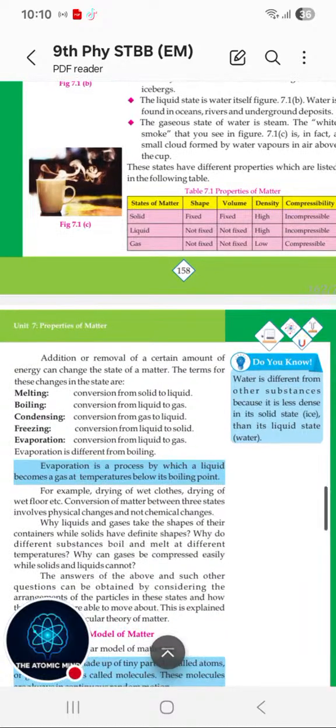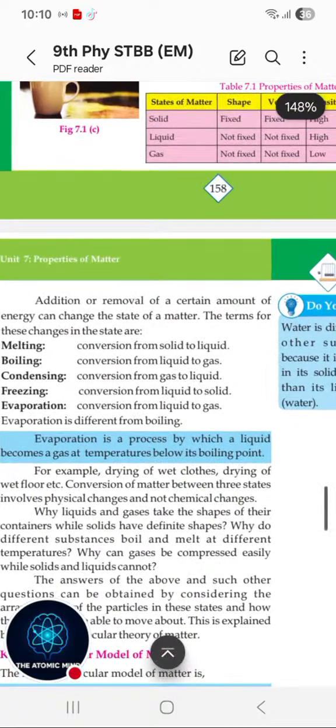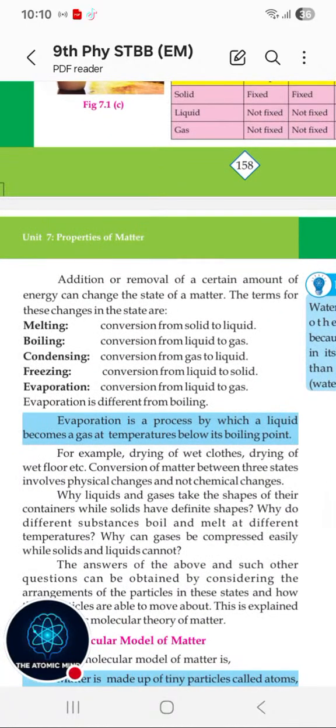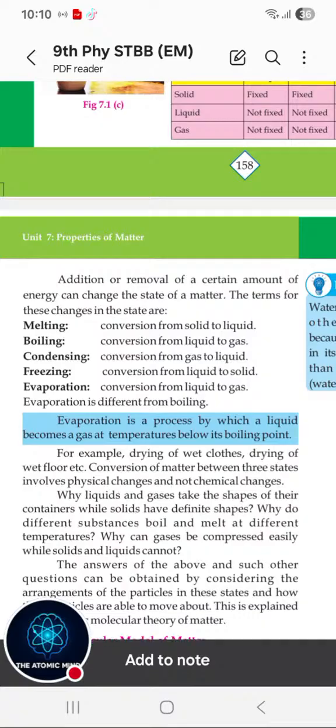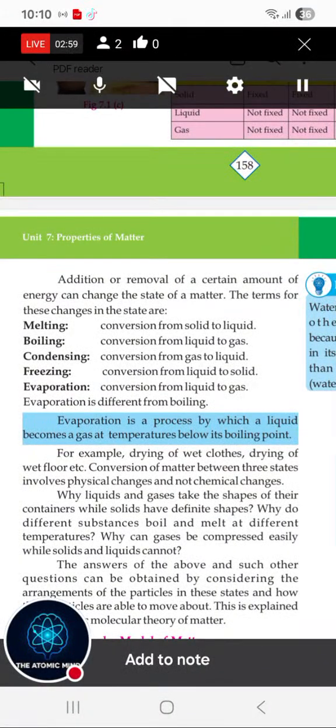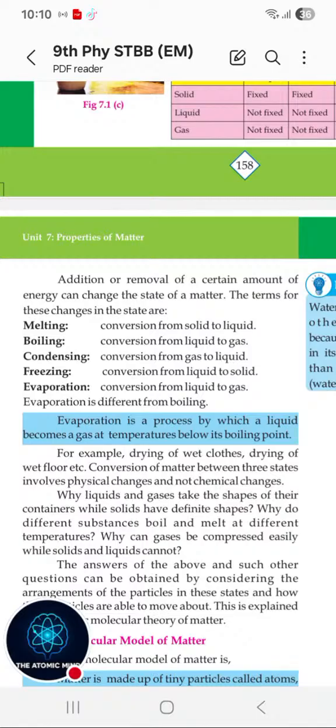Achha, what happens when we add or remove a certain amount of energy in any state of water? Melting occurs when we add some heat energy and it converts from solid to liquid. Boiling occurs when we add some heat energy to the matter and liquid converts to gas. Condensing occurs when gas converts to liquid, meaning gas cools down and converts to liquid.